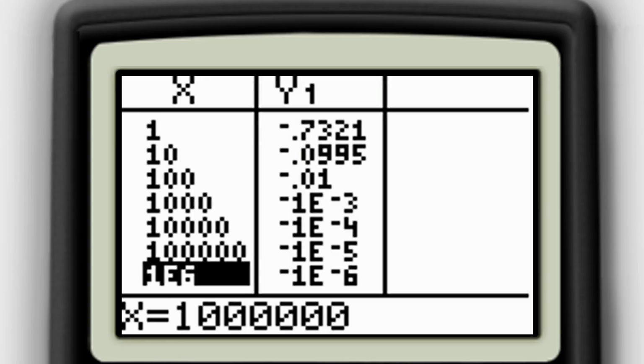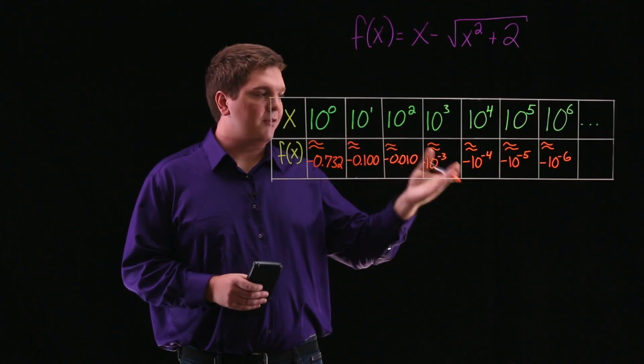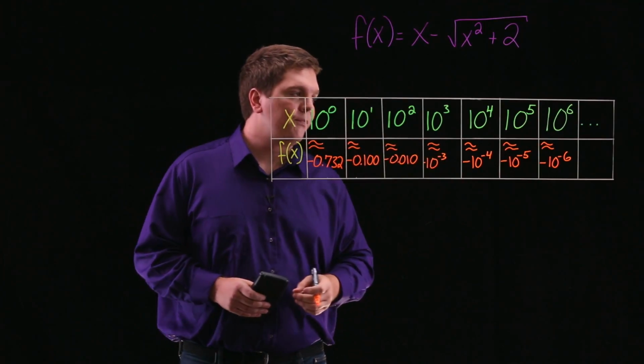So what we see here is that as these x values keep increasing from 1 to 10 to 100 and so on, our function values keep increasing to 0. So they start at negative 0.732 and they end up approximately negative 10 to the negative 6. So a relatively small negative number.